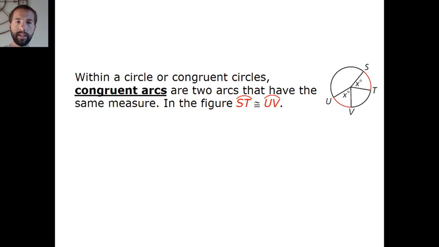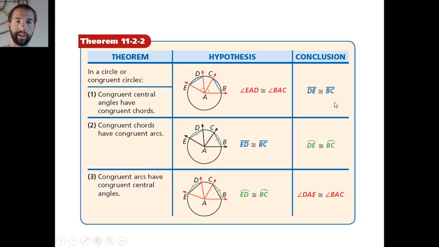All right, the next is congruent arcs. So within a circle or within two congruent circles, congruent arcs are two arcs that have the same measure. So in the figure on the right, we see that angle S, I guess we can call this X, SXT, and angle UXV, they both are X degrees. So that means that they're congruent. So if those two angles are congruent to each other, that means that the two arcs that are formed by those central angles are also congruent. So arc ST is congruent to arc UV.